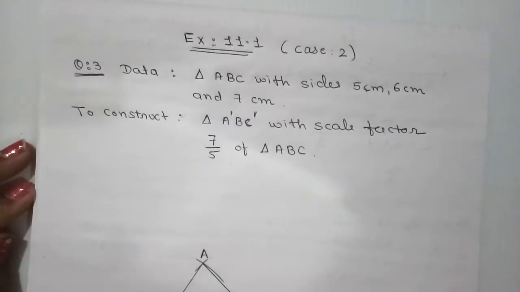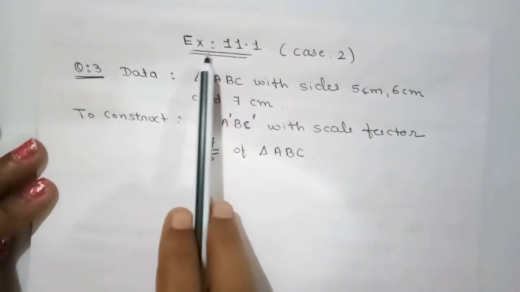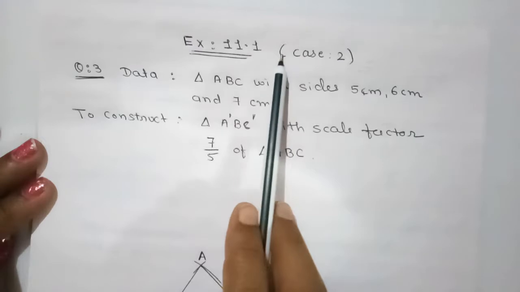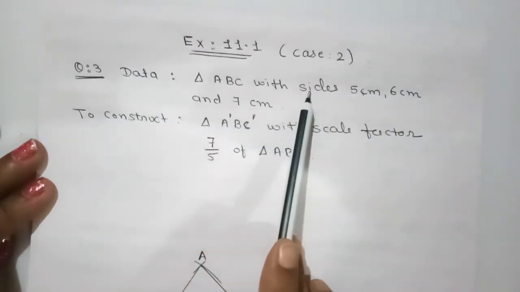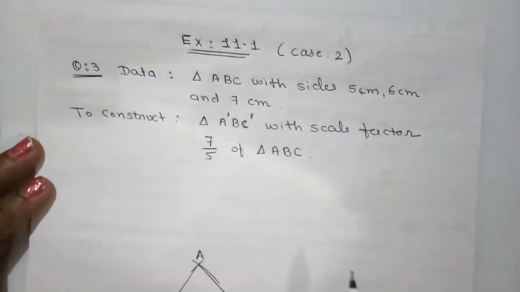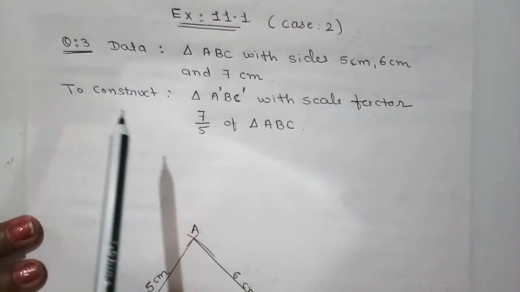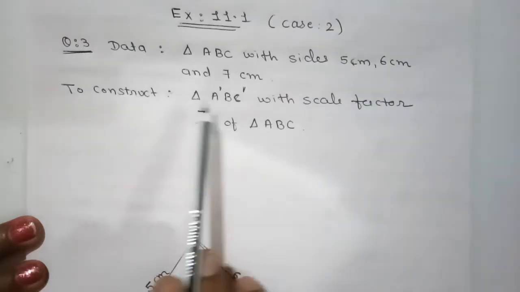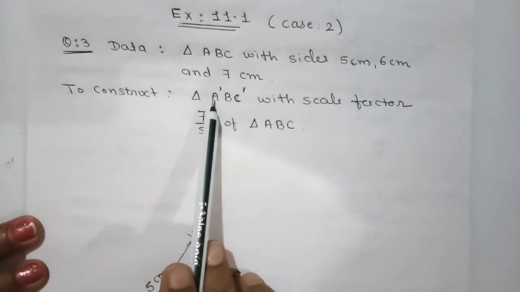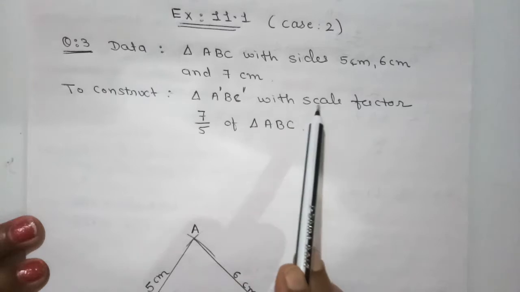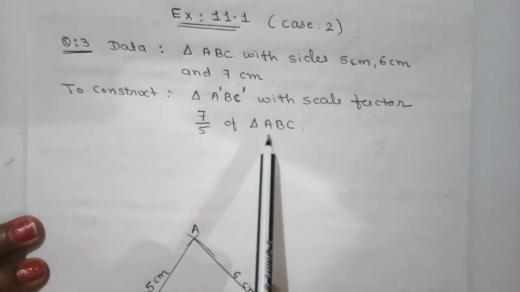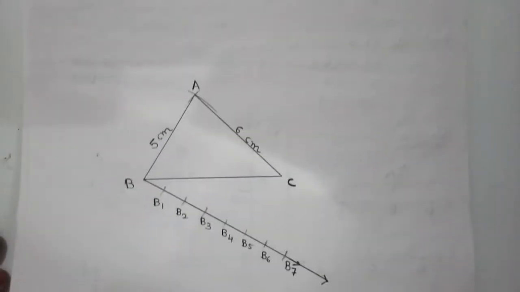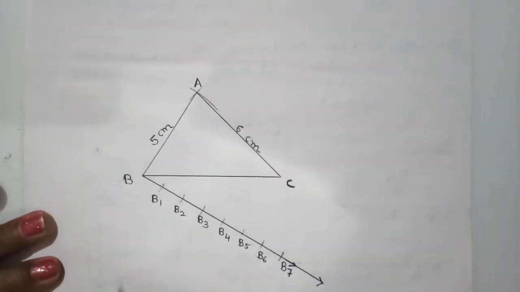Now let us see question 3 of exercise 11.1, which is of case 2. Data is triangle ABC with sides 5, 6 and 7 centimeter. Here the name is not given, I have taken it myself. To construct, we want to construct triangle A dash B C dash with scale factor 7 by 5 of triangle ABC. Now I have already constructed the triangle. In the last video I showed you how to construct the triangle.